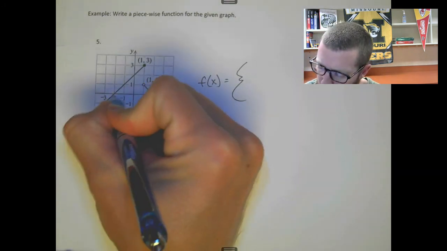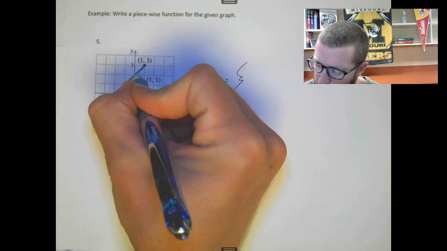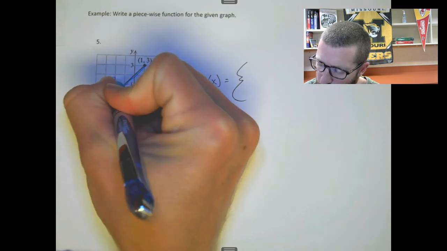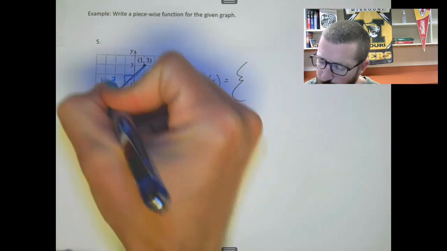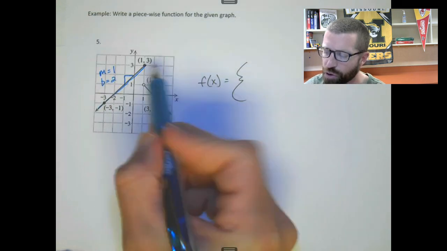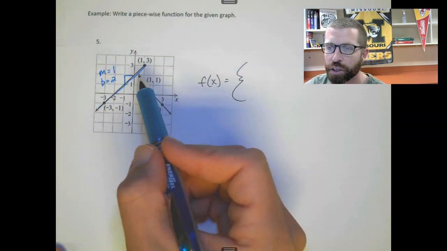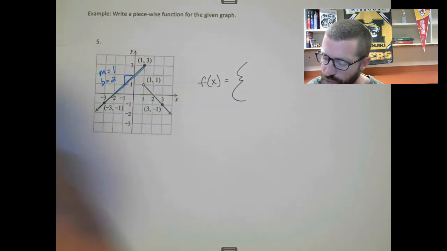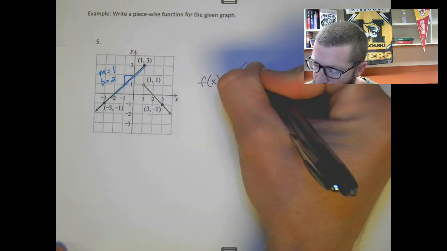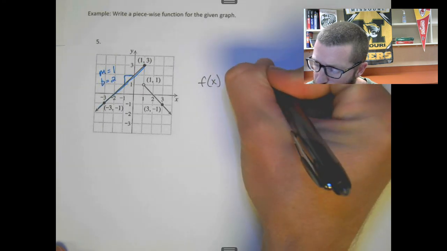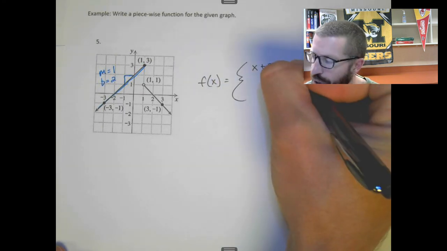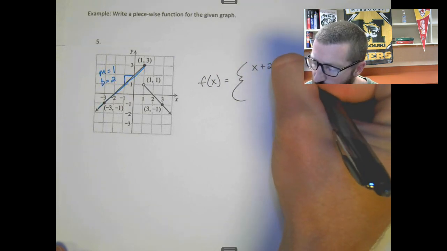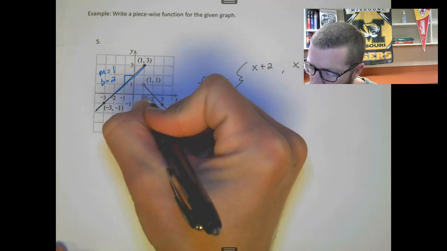So with this line, we'll call it blue. You could probably just count. You could see b is equal to 2. And then slope is up 1 over 1. So m is equal to 1. If you want to use the slope formula, you can, but you can just look at this and see that it has a slope of 1 from the graph. And so that gives us the function y equals mx plus b, or 1x plus 2. And that occurs when x is less than or equal to 1.